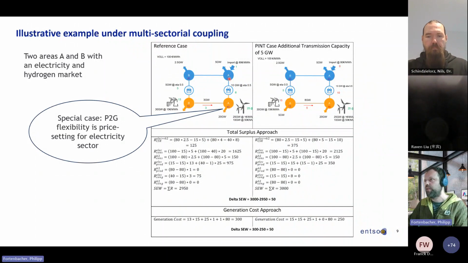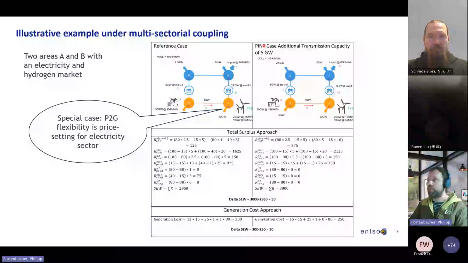As I told you before, it's a price difference. So it's 80 times 4 minus the price in A, 40 times 8. So we'll come up to 125. Yeah, and we can basically go through all of these rents, and then we come up with a global surplus of 2,950. Now, if we have a project that is being assessed, we always do that in an incremental way.